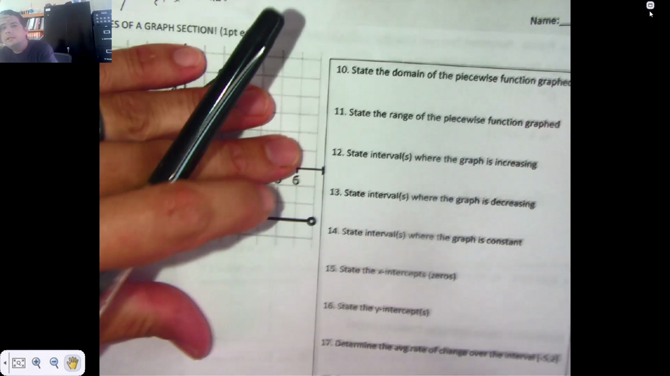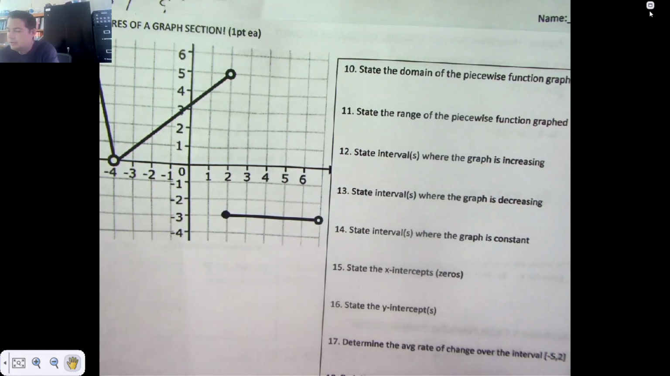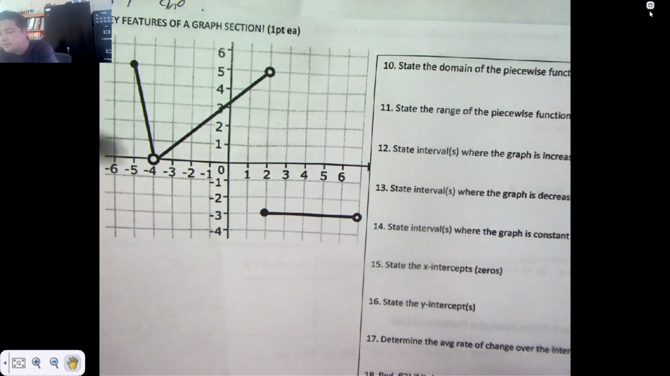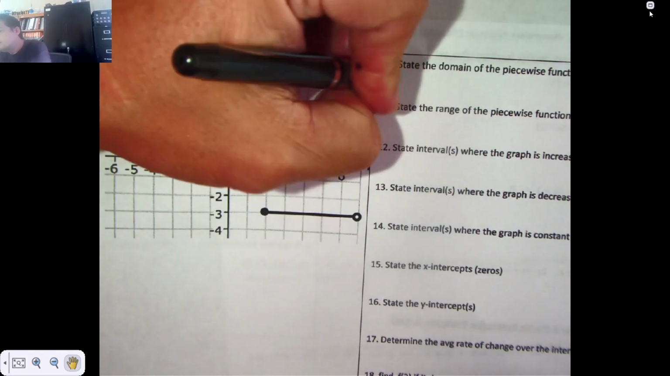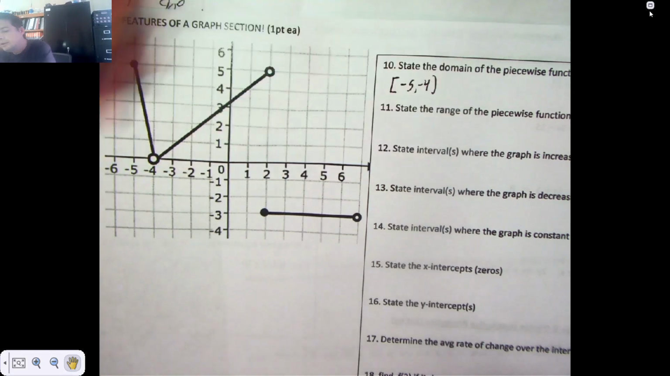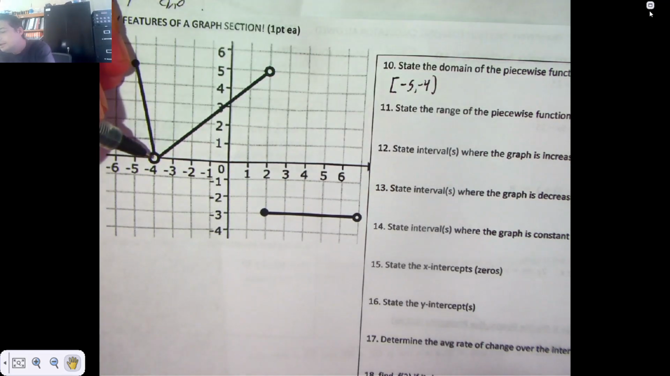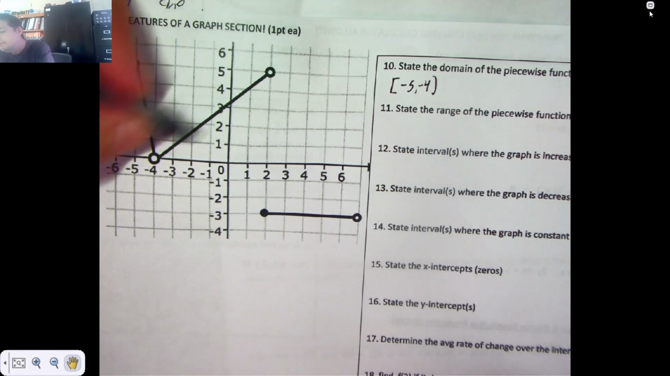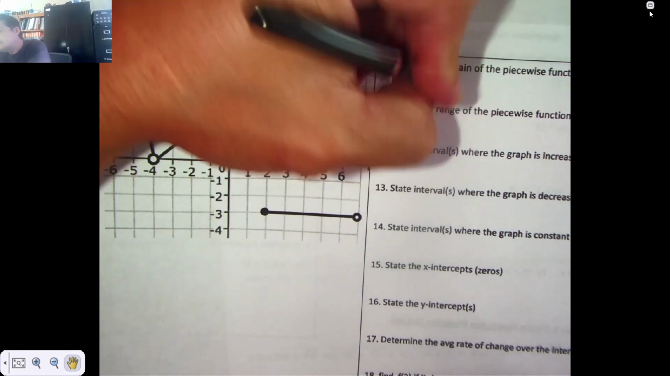State the domain of the piecewise function that is graphed. So this thing starts at x values of -5, and it goes all the way to -4. And at -4, there's an open hole, and there's no place else that's going to fix the hole at -4. So I'm -5 to -4, parentheses on the -4 because the hole is there, and I run from -4 to 2. I'm going to start with that running.